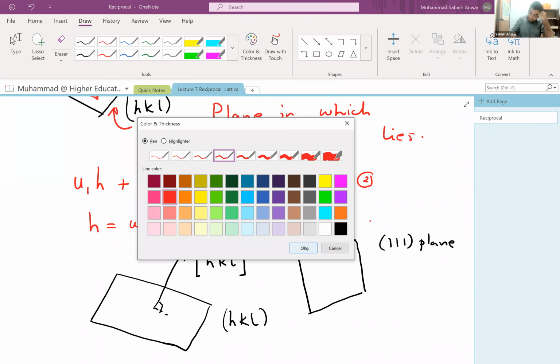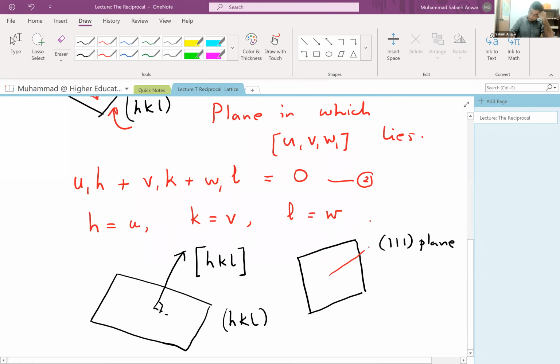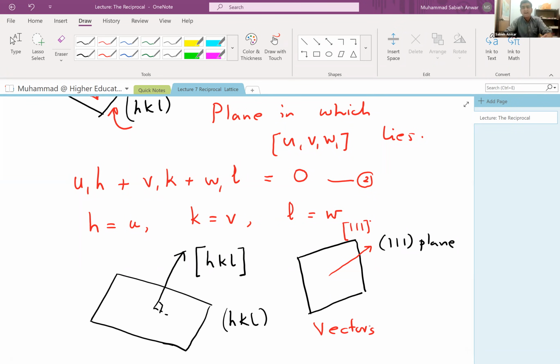What would be the normal vector? The normal vector would be [1, 1, 1] in square brackets. So this direction is going to be the normal to the plane. So instead of drawing planes, I can also draw directional vectors. But whenever we talk about vectors, we have two quantities at stake. We need to specify the magnitude of the vector as well as the direction of the vector.